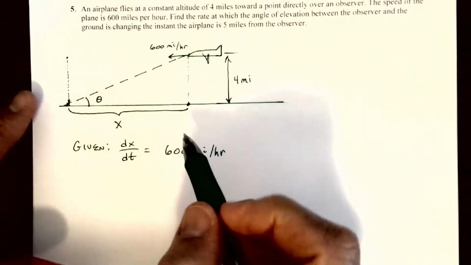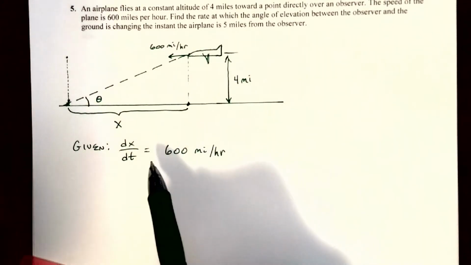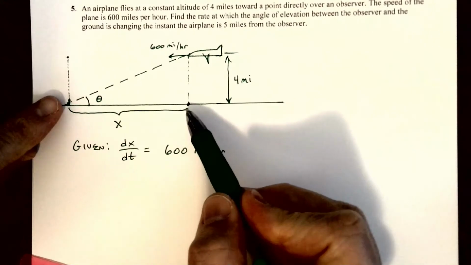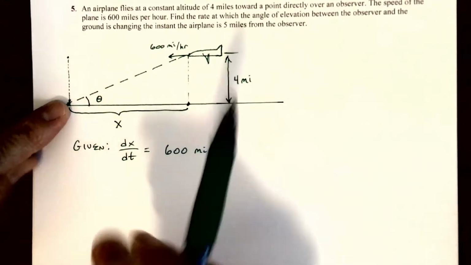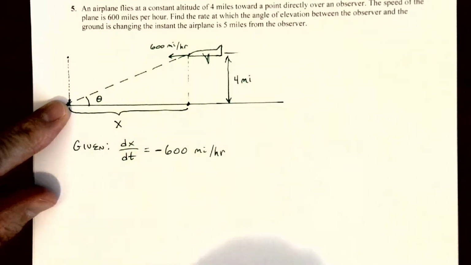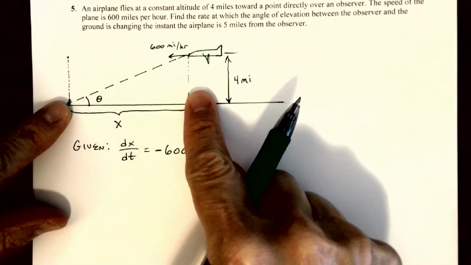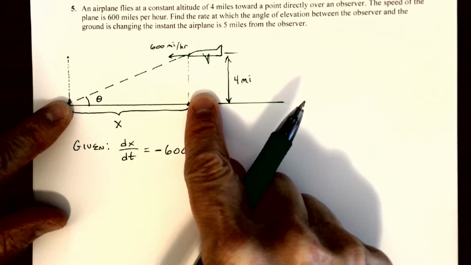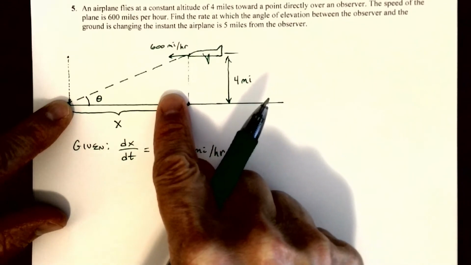But think about the value of x. Is dx/dt going to be negative or positive? Think about it. What's happened to x? It's getting smaller. Since x is getting smaller, dx/dt has to be negative. As time progresses, the distance between the point on the ground directly below the airplane and the observer is going to get smaller and smaller and smaller.